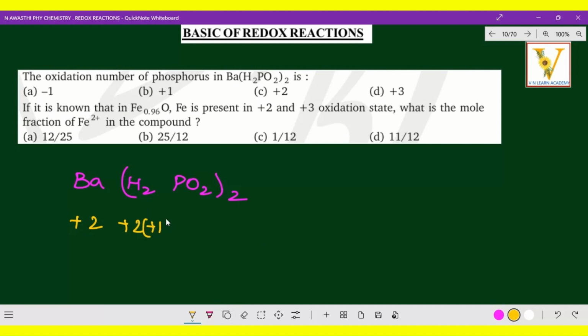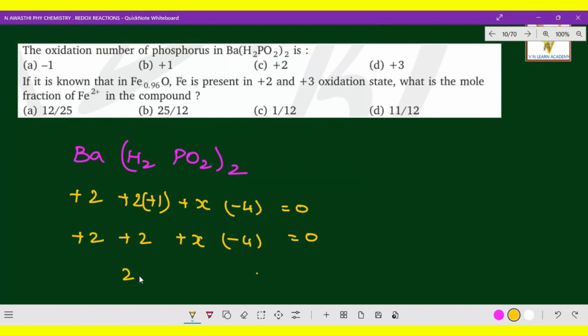So here it is +2, and this is X, and this is oxygen, which is -2. So you will get -4, equal to 0. Now here it is +2, and here 2 plus x, and here -4 equal to 0. So here 2x - 2. So this is -4, no? So that means -2 equal to 0.